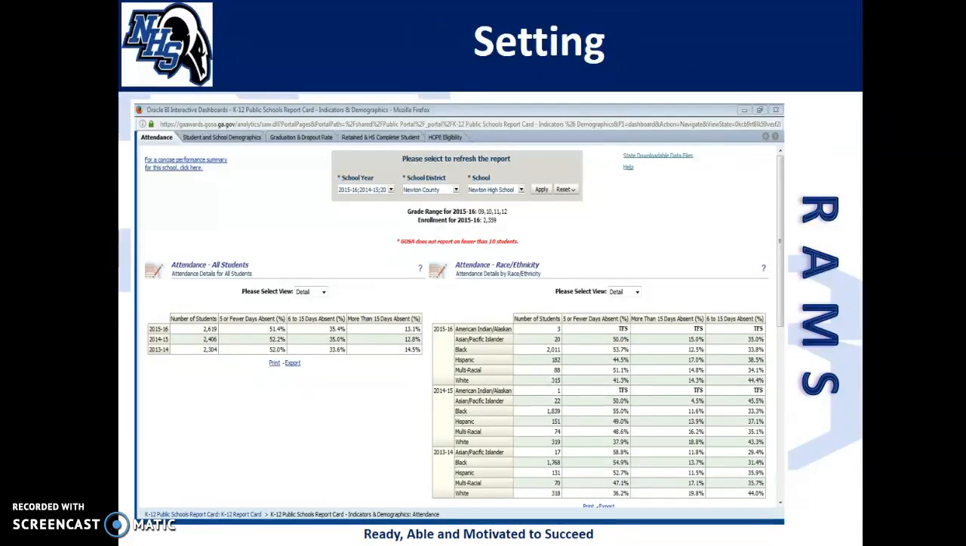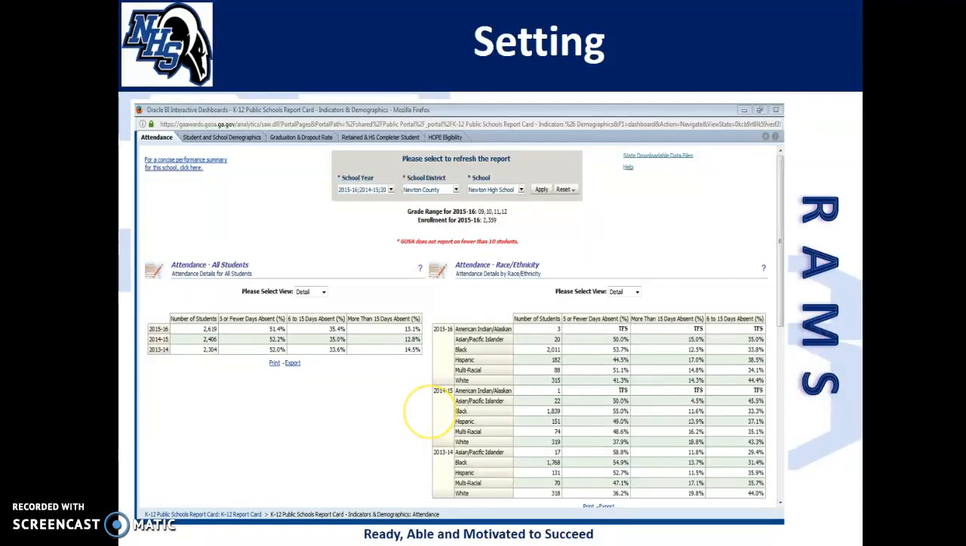Well, let me give you a little more background information on Newton High School. At Newton High School, we have 2,359 students in grades 9 through 12. Our school consists of 2,000 students that are African American, 315 that are white, 182 that are Hispanic, 88 multiracial, 20 Asian, and 3 American Indian.